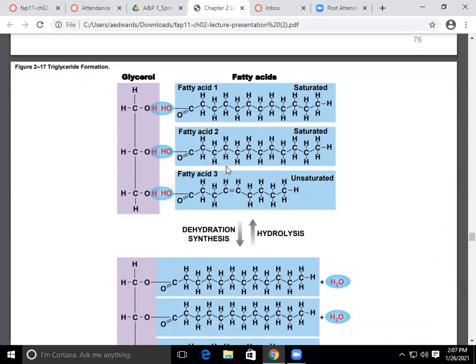Again, I'm not asking you to draw any of this stuff. I will have a question or two where you see some structures and you have to generally be able to tell me what it is. I'm not asking you to tell me that's this specific chemical. I'm just asking you to tell me a category.